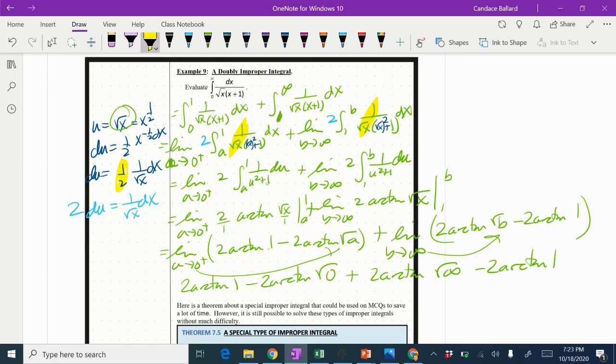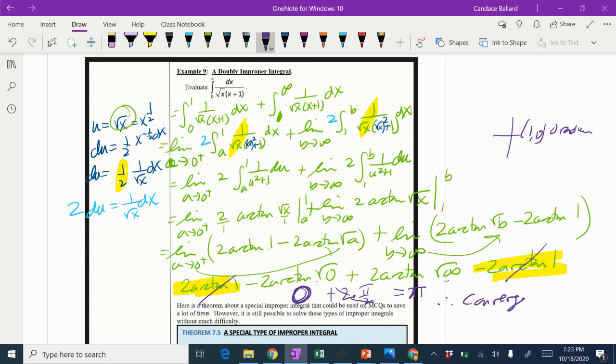Check out what happened. The arctangent of 1 terms, they cancel. Yay. All right, arctangent of 0, we've seen a few times, is 0 over 1, which is 0 radians, because sine over cosine equals 0. So that's going to be 0 for that term. And this is just the arctangent of infinity, which is pi over 2. We multiply those by 2, we end up with pi. So therefore, this one converges.